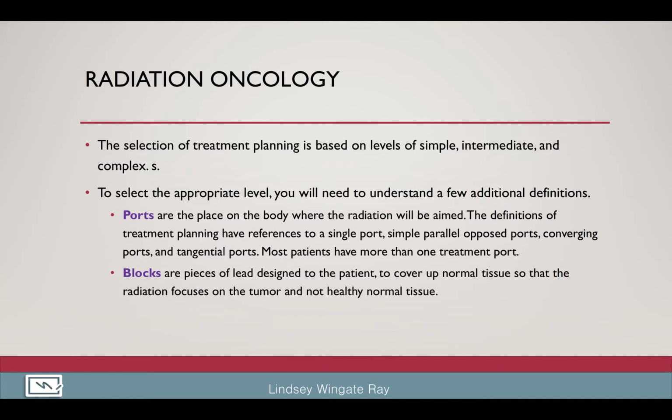The selection of treatment planning is based on levels: simple, intermediate, and complex. To select the appropriate level, you will need to understand a few additional definitions. Ports are the place on the body where the radiation is being aimed. The definitions of treatment planning have references to a single port, simple parallel opposed ports, converging ports, and tangential ports. Most patients have more than one treatment port. Blocks are pieces of lead designed to the patient to cover up normal tissue so that the radiation focuses on the tumor and not healthy normal tissue.